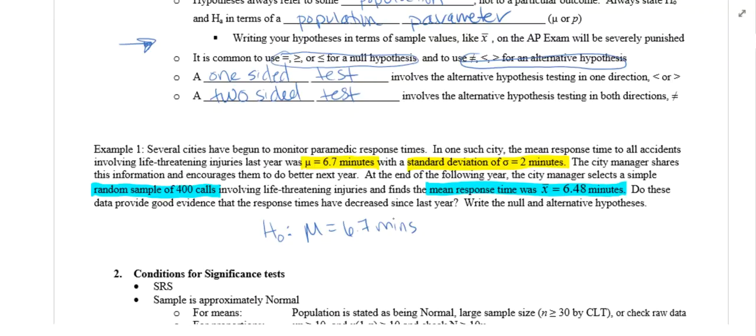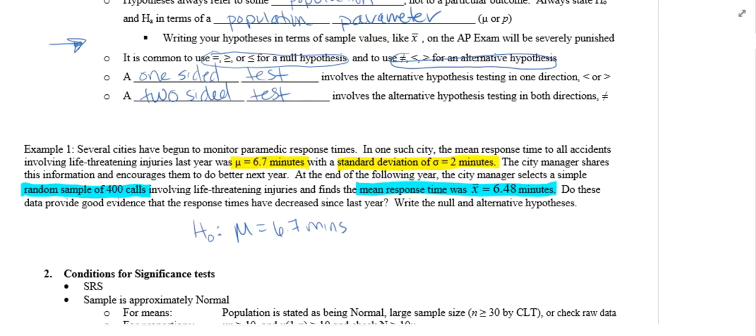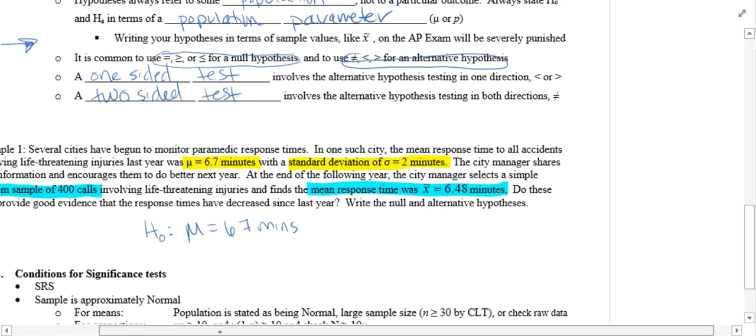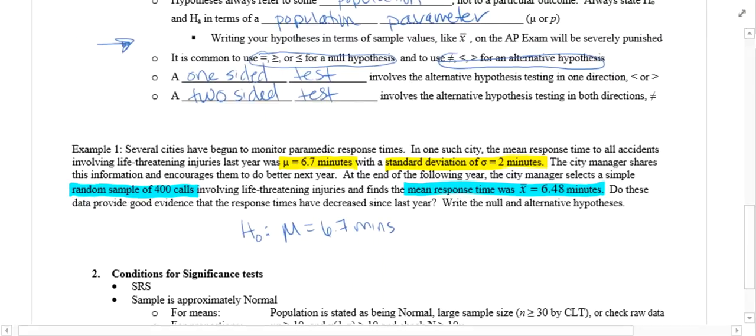The alternative hypothesis usually comes up in the last question. It says, do these data provide good evidence that the response times have decreased since last year. So we want to show that the mean has decreased, okay? So our alternative hypothesis, the H sub A, is that mu has decreased from 6.7 minutes.